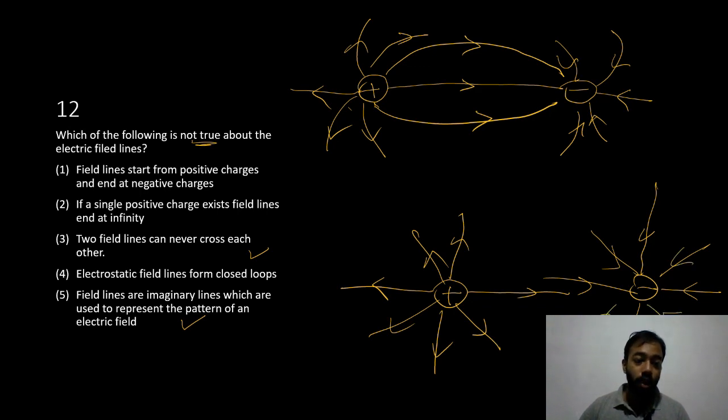Then, electrostatic field lines form closed loops. This is false. Magnetic field lines can form closed loops, but electrostatic field lines can never form closed loops. So that should be the answer.